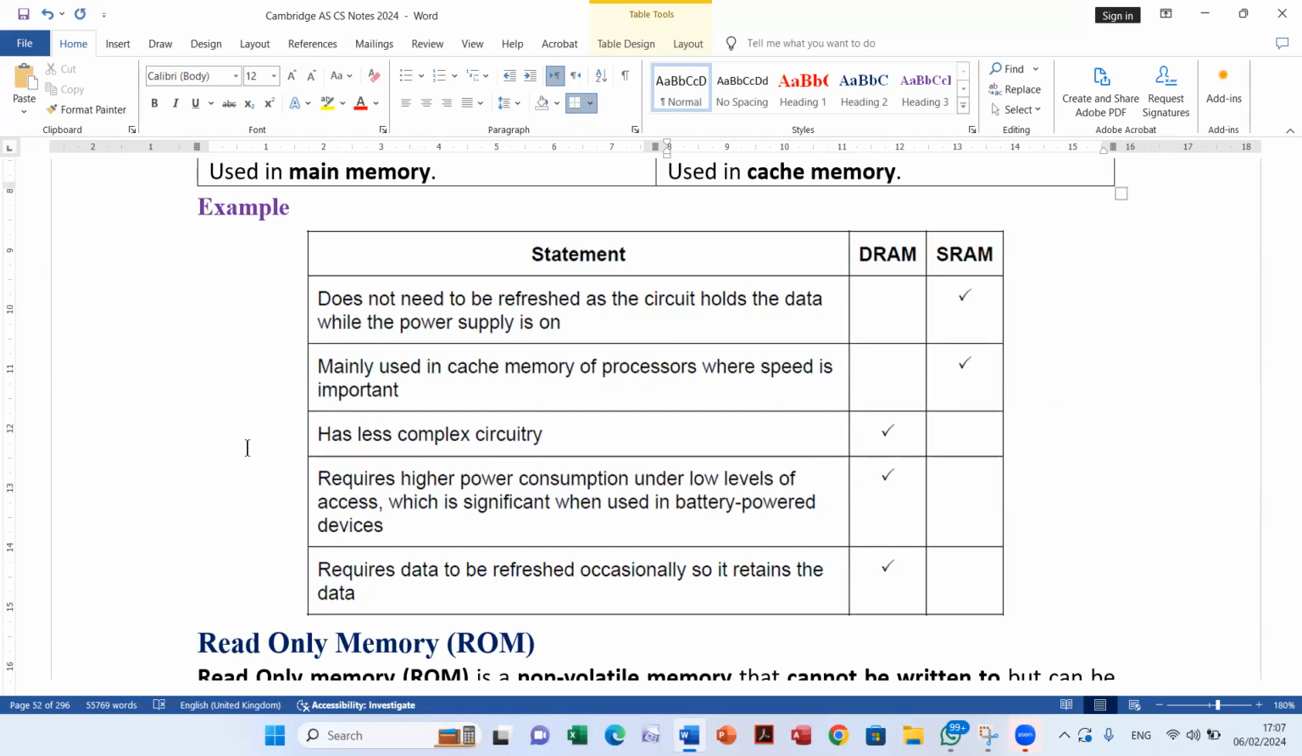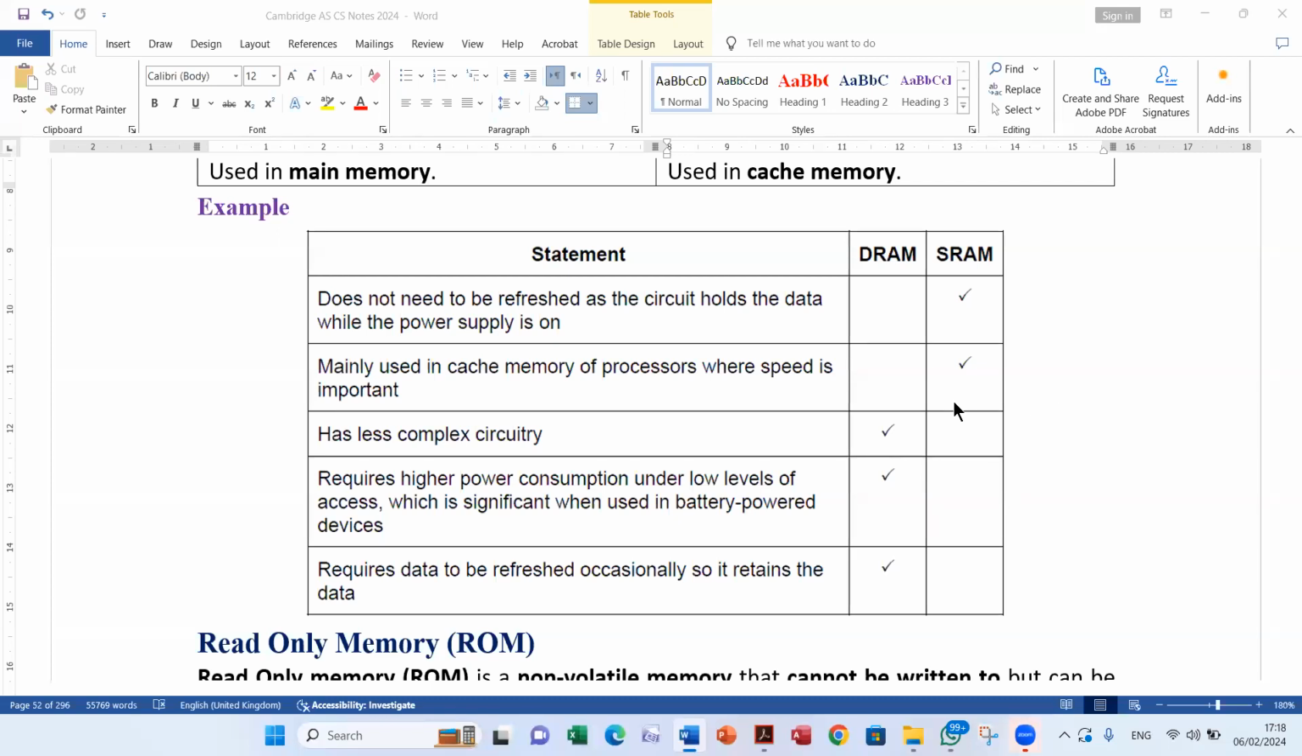Has less complex circuitry. This is DRAM. Requires higher power consumption, which is significant when using battery powered devices. This is the dynamic RAM. Requires data to be refreshed occasionally so it retains it. This is the dynamic RAM, DRAM.